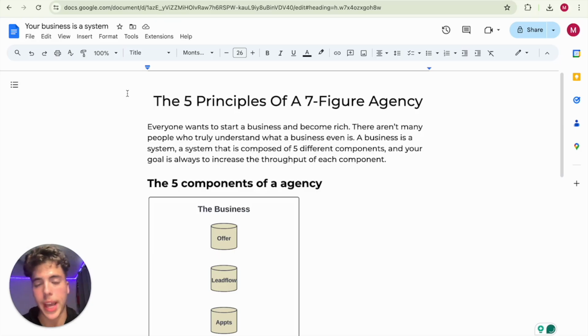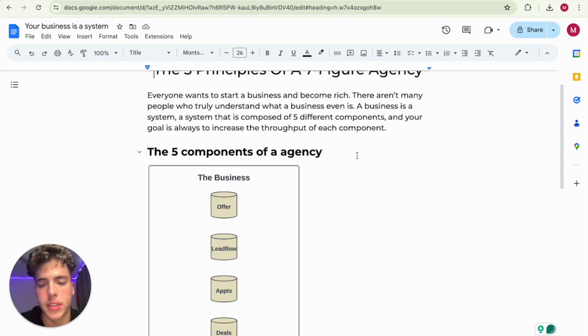If you are somebody who's running an agency, you need to understand these 5 principles if you want to hit the 7-figure mark. Everyone wants to start a business and become rich, but there aren't many people, as crazy as it sounds, who truly understand what a business even is. A business is a system that is composed of 5 different components, and your goal is to always increase the throughput of each component. So what are the 5 components of an agency, the 5 principles?